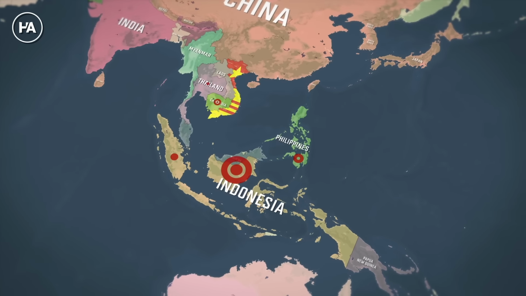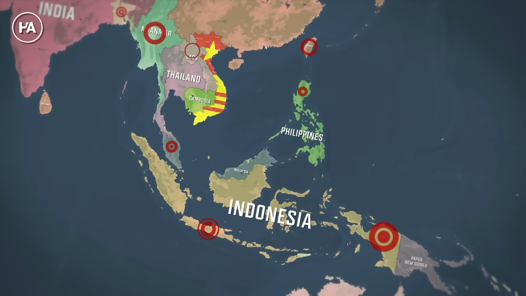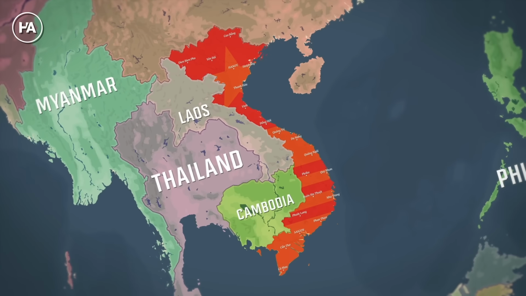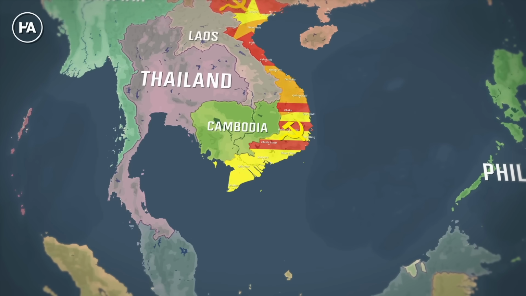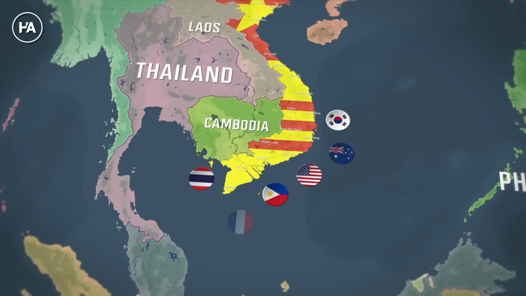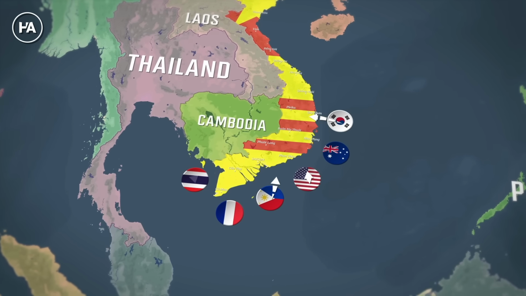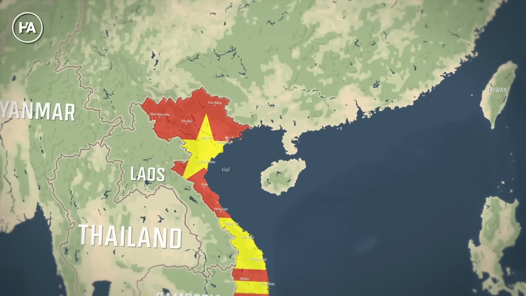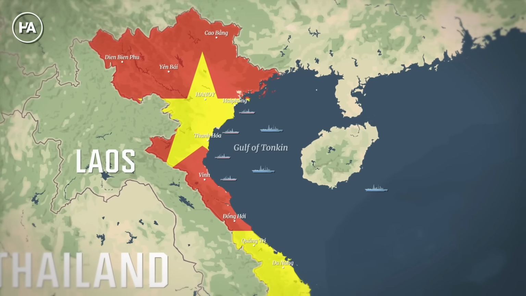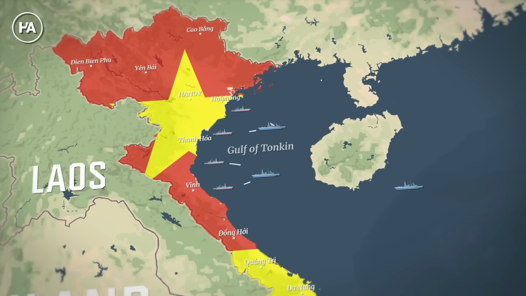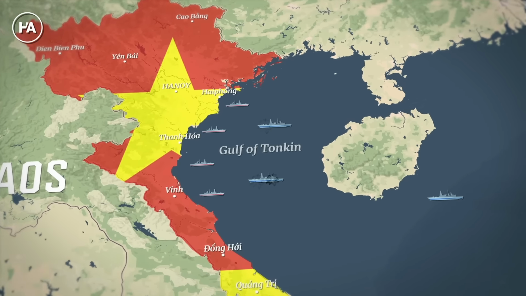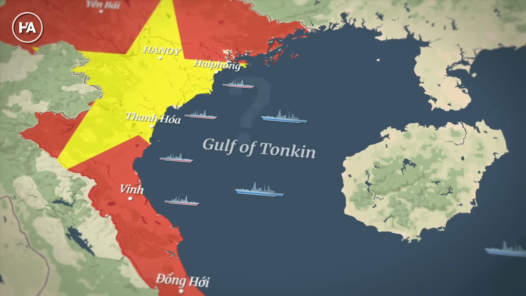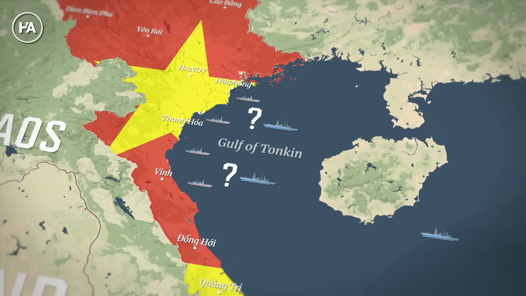Fearing the spread of communism in Southeast Asia, the United States did not want Vietnam to fall into the hands of the communists. Therefore, the Americans went to help South Vietnam as much as possible in the political, material, and military spheres. At the beginning of August 1964, a small conflict took place between the US and North Vietnamese ships in the Gulf of Tonkin.